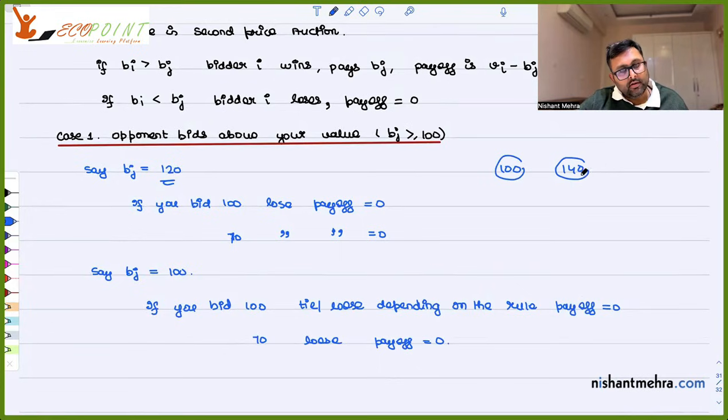I will win. But your bid was 120. So how much will I pay? I'll be paying the second person, so I'll be paying 120. But my payoff is going to be Vi minus 120, which is minus 20. So I'll get a negative payoff. So if I overbid, I'll get a negative payoff. If I bid anything between 70 to 100, I will get a payoff of zero.